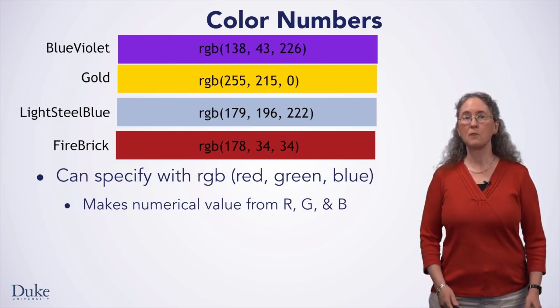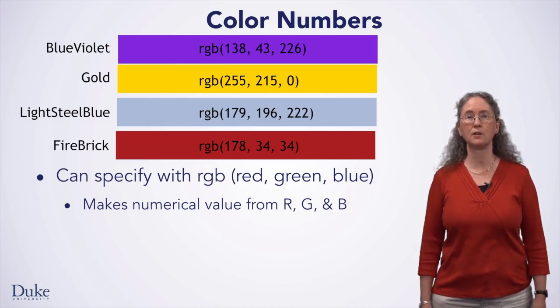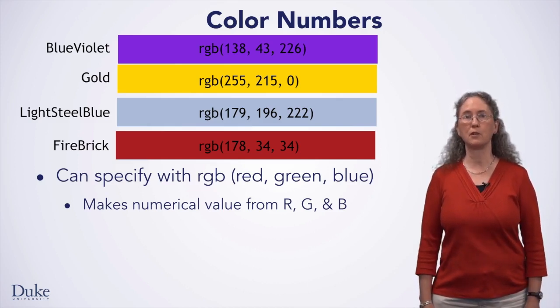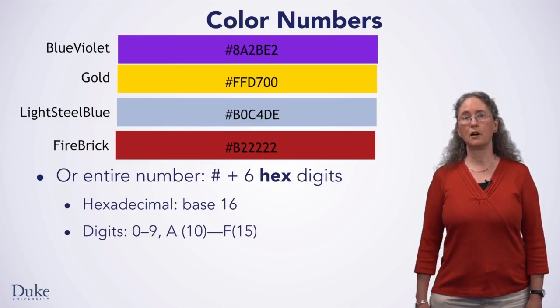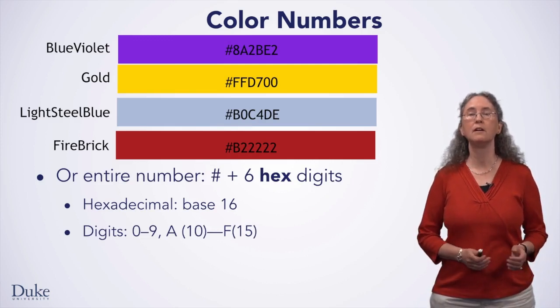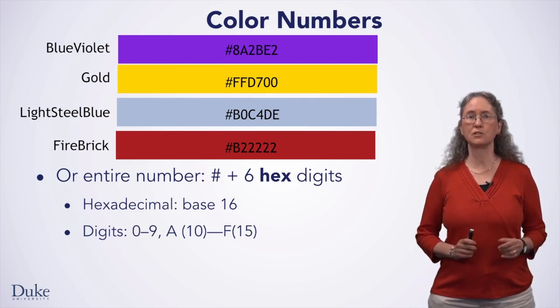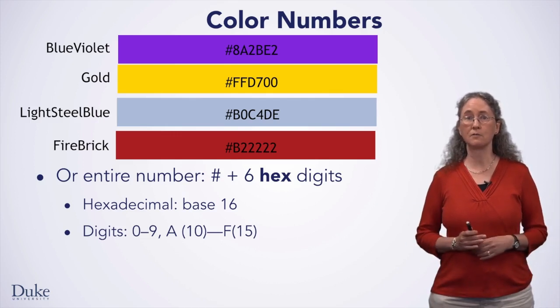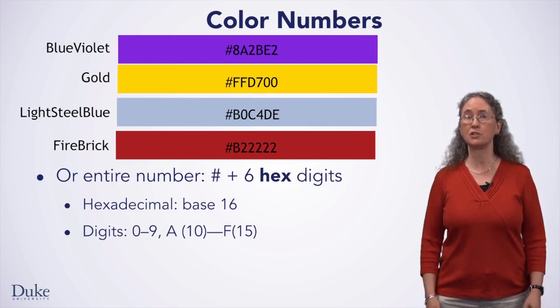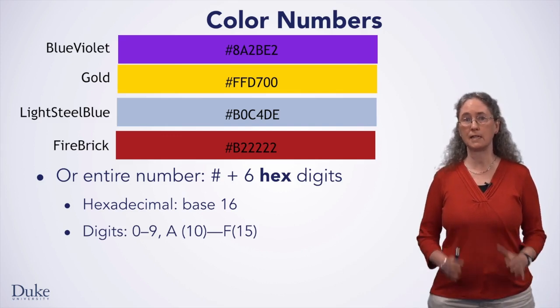This syntax takes the red, green, and blue numbers and then combines them into a single numerical value for you. Each of the colors we saw before has their RGB values written on top of them here. You can also specify a color by its entire numerical value by writing a pound sign followed by 6 hexadecimal digits. Hexadecimal means base 16, so each digit has a value from 0 to 15.